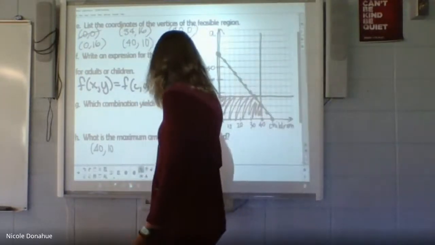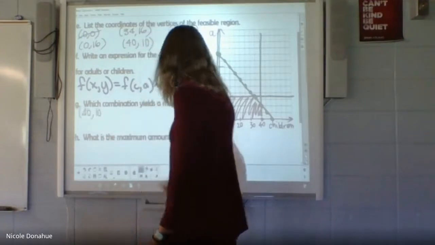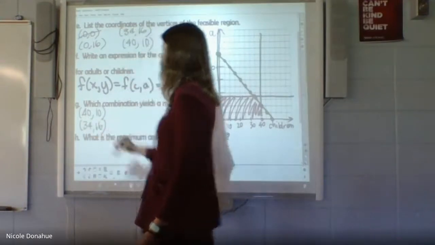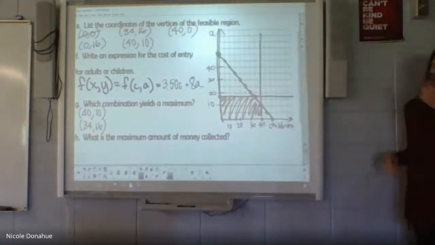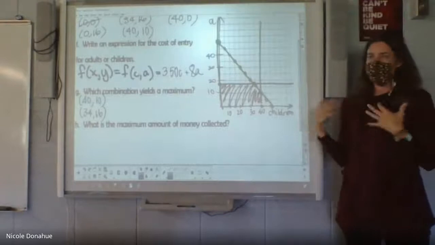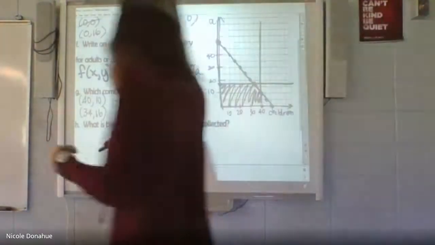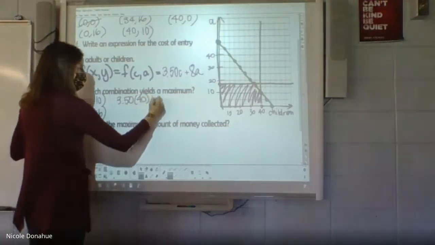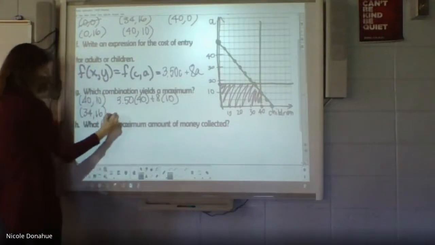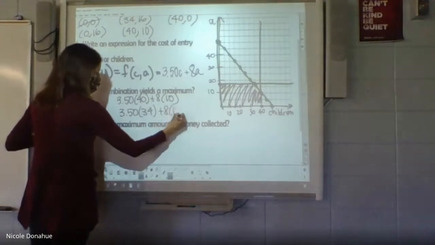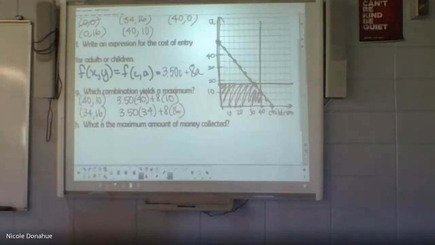Sorry, I put it in the wrong spot. 40, 10, we're going to check. You said 34, 16. We'll check those two. We're going to check and see which combination yields a maximum and how much it gives us. What would be the amount if that was the case of what came? I'm going to try each of these now. Some will be more obvious than others. This one's not too mysterious.